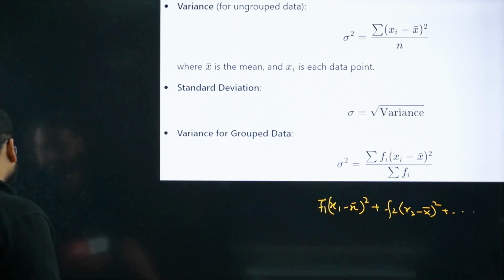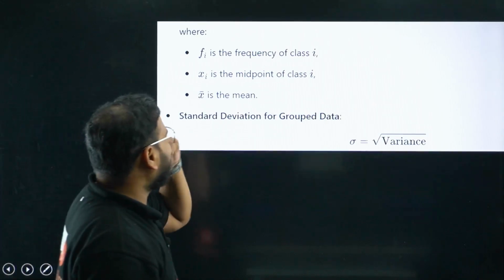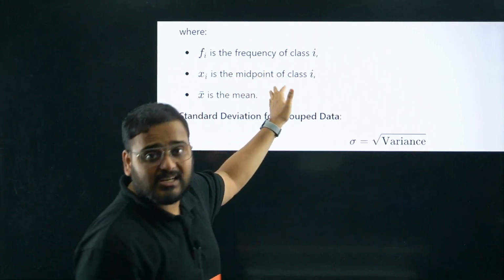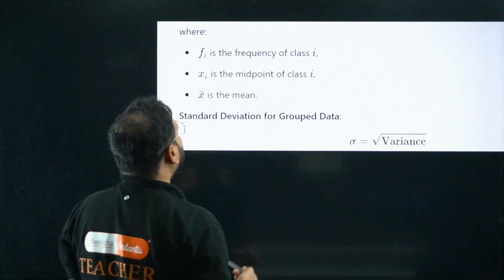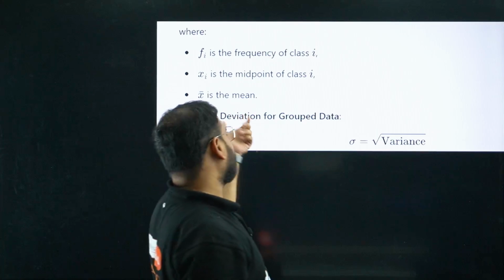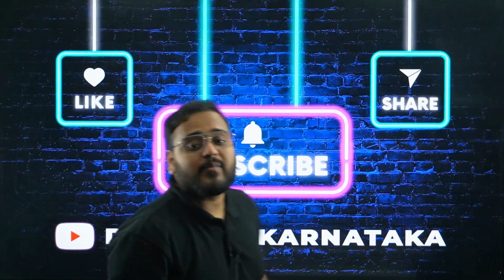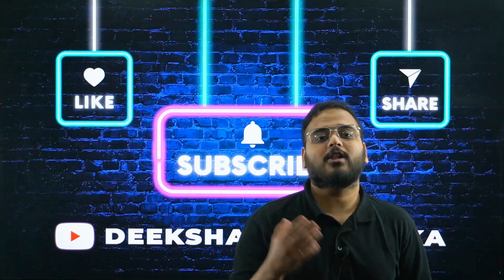Very simple, sir. So again, fi is the frequency of the class i, xi is the midpoint of the class i, also called the class mark. x bar is the mean. The formula for standard deviation is the root of variance. Okay, so this is it, sir. If I missed something, you let me know. I've tried to give you all the formulas.